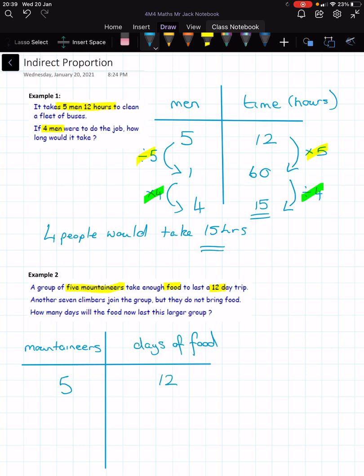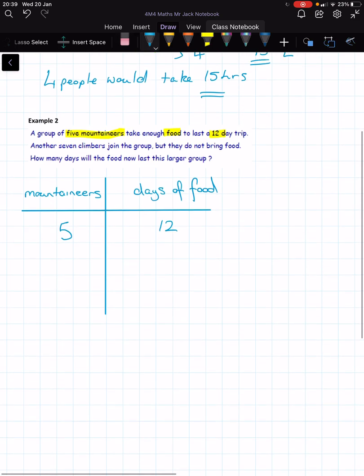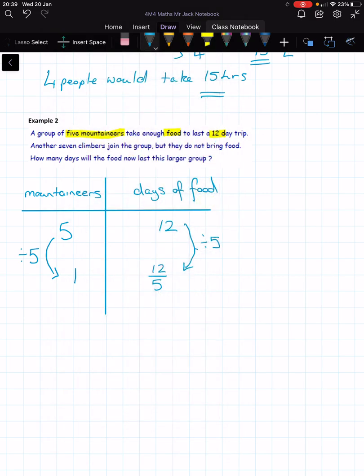Again, same strategy. We want to work out, well, if we had one mountaineer, how long would that food last one person? So we divide by 5. Divide by 5 over here as well. That's going to give me 12 over 5. Why is that wrong? Because I've divided, haven't I? Which is exactly what I've told you not to do. So let's just rub that out. Inverse proportion, okay? So just be careful of that trap. You've just seen me fall into it myself. Think before you start writing things down.